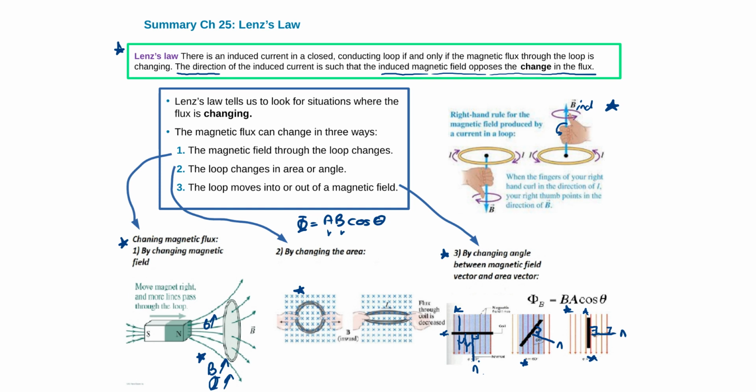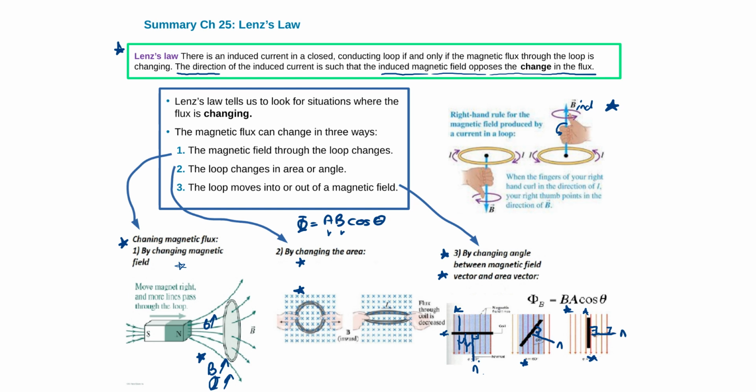And the area itself is parallel, so no line is passing through. Keep that in mind. So there are three ways of changing the magnetic flux: changing the magnetic field, changing the area itself, or changing the angle between the normal to the area and the magnetic field. All those will cause an induced EMF and thus an induced current in the system.